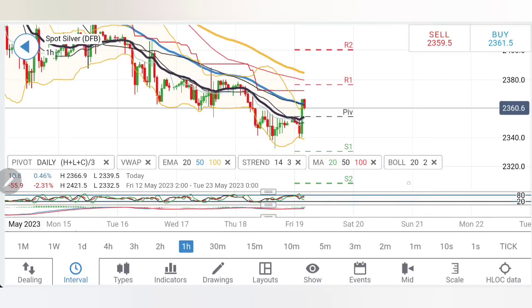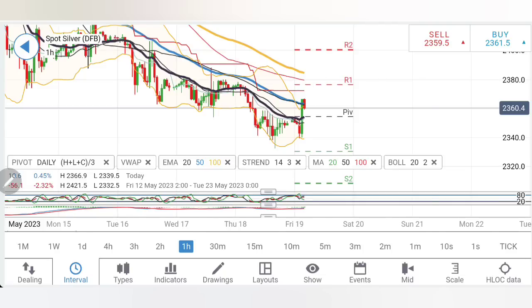Now where to buy? I will recommend you to buy at 2370 levels. Buying at 2370, you can expect at least 2380 will be there, and in fact if it trades above 2380, $24 levels cannot be denied there. Now that is the first part, the buying entry at 2370.